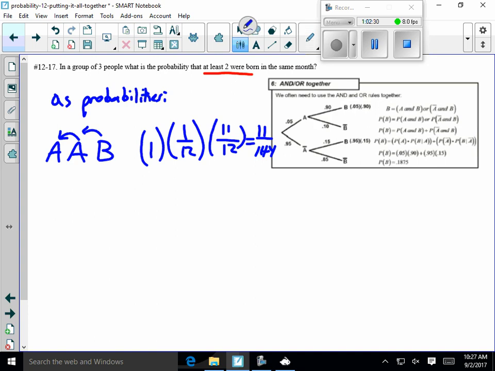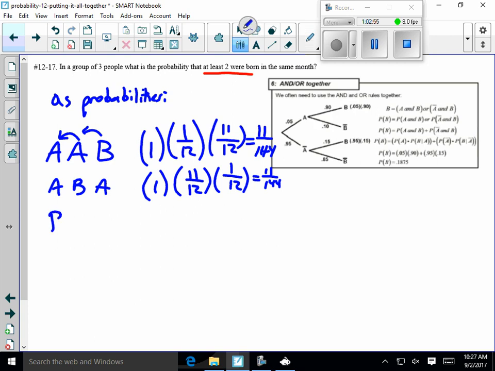Right? And then also I could have the other arrangements that I listed before, A, B, A. So that would be the probability of the first one being born in a month, 100%. The probability that the second one is born in a month that's different than the first one is 11 out of the remaining 12 months. And then the probability that the third one is born in the same as the first month would be 1 out of 12. So again, we have 11 out of 144.